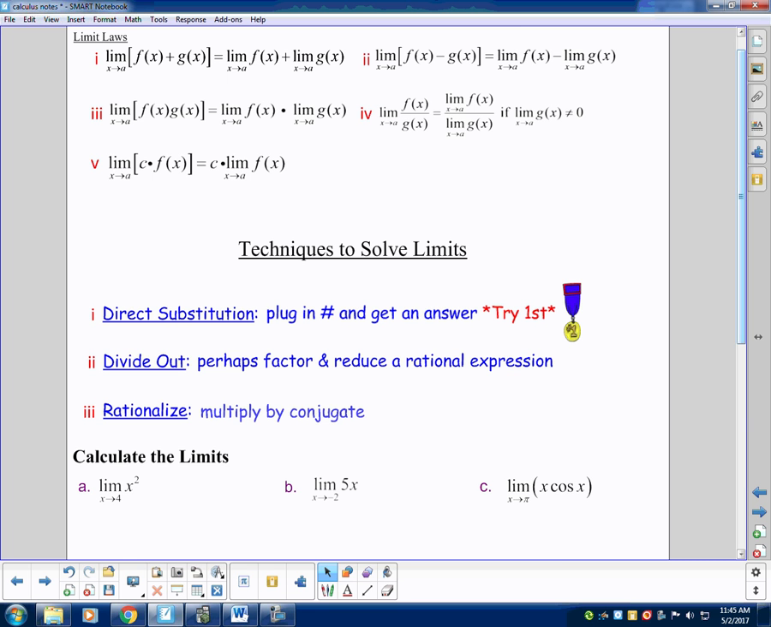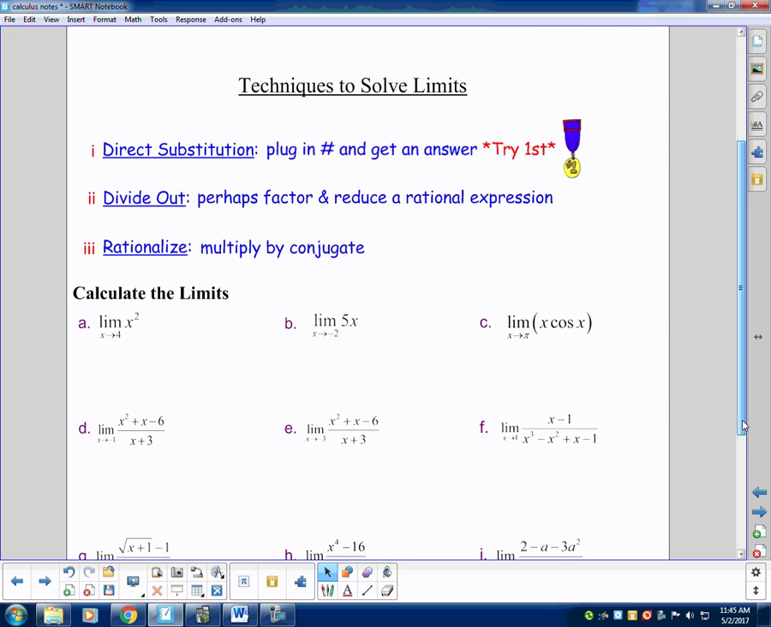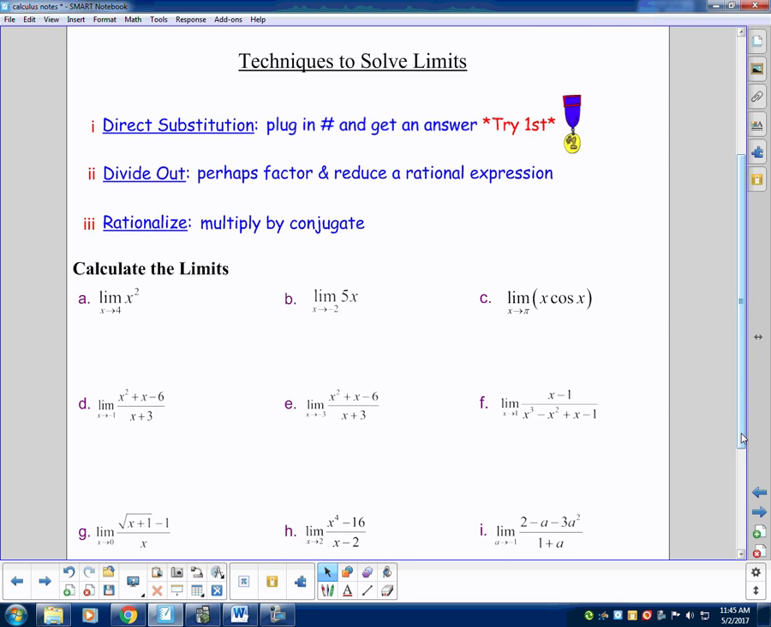The other method is rationalizing, and there are other methods as well, but multiplying by, I'm going to put in quotes, a conjugate form. We're not really dealing with complex numbers here. We're dealing with real numbers and functions in the real number field, but you might be asked to multiply by a conjugate to get rid of radicals. I'll show you what I mean by that. So those are the techniques to solve limits. So we're going to try some of these out.